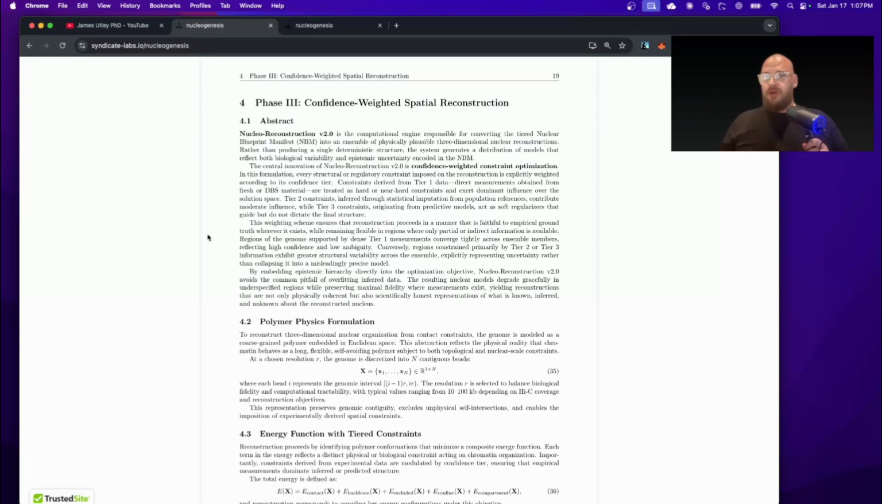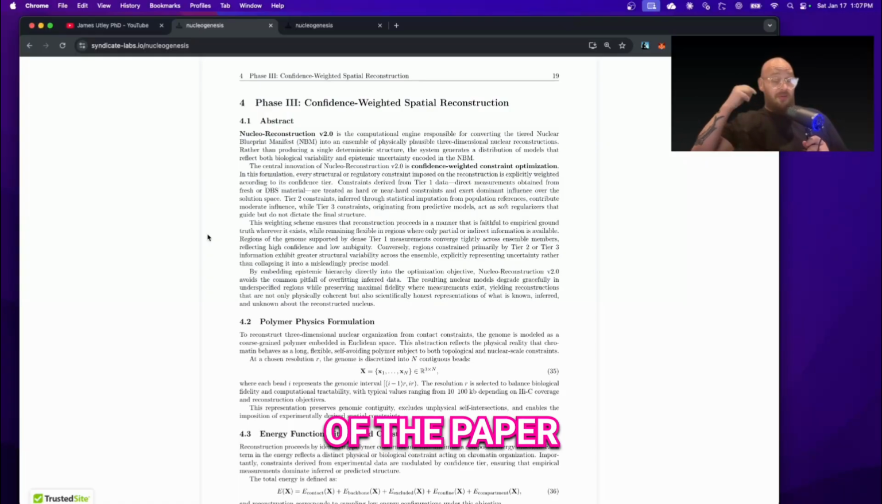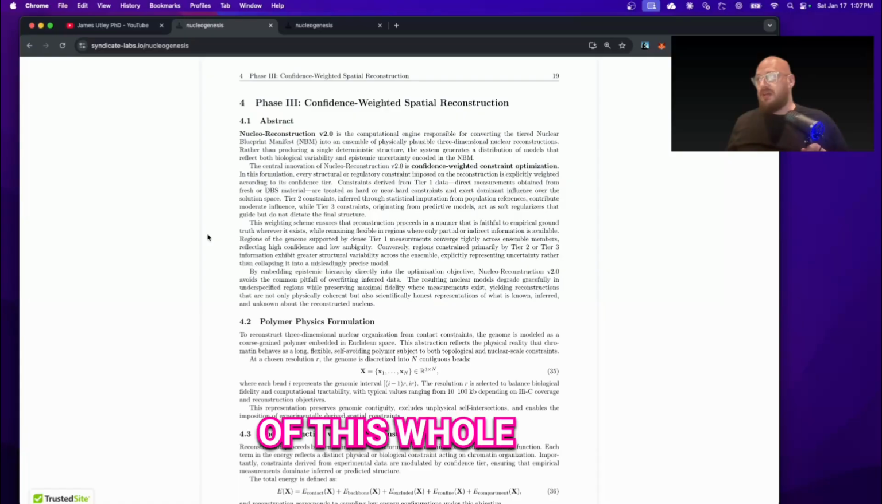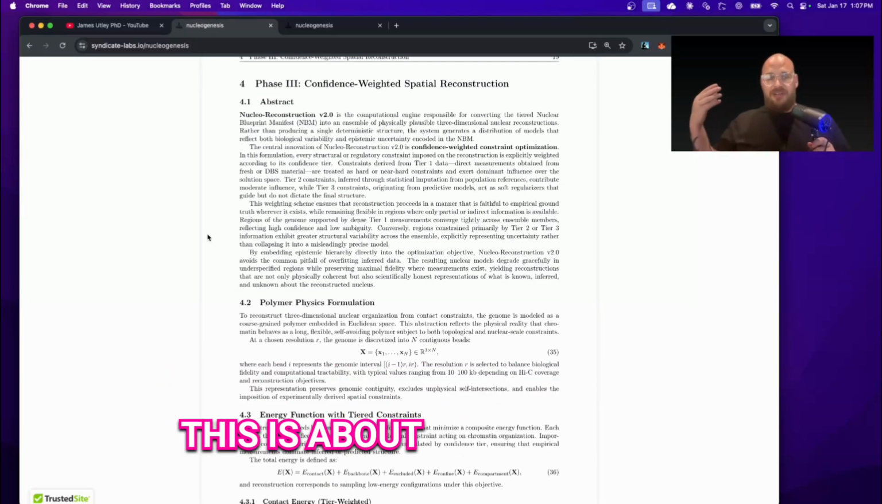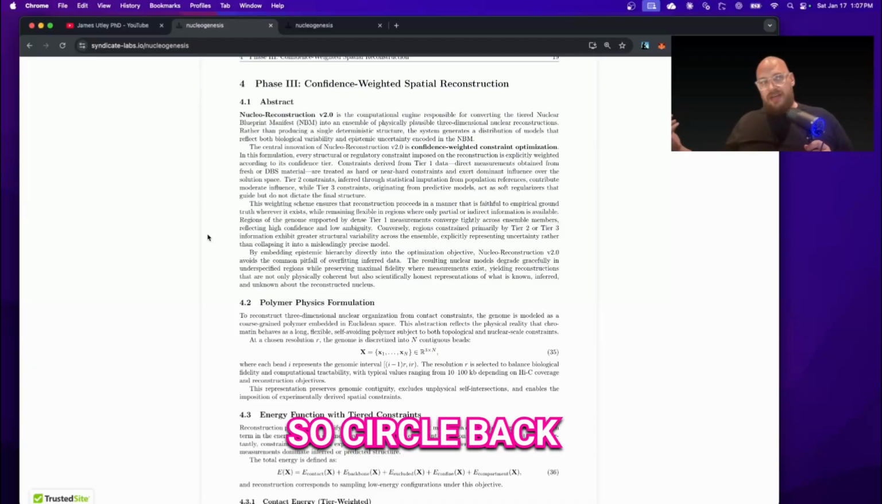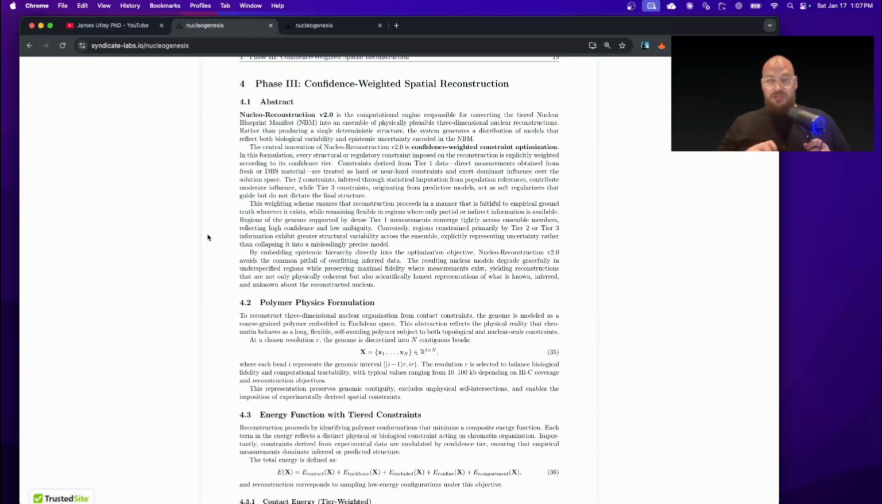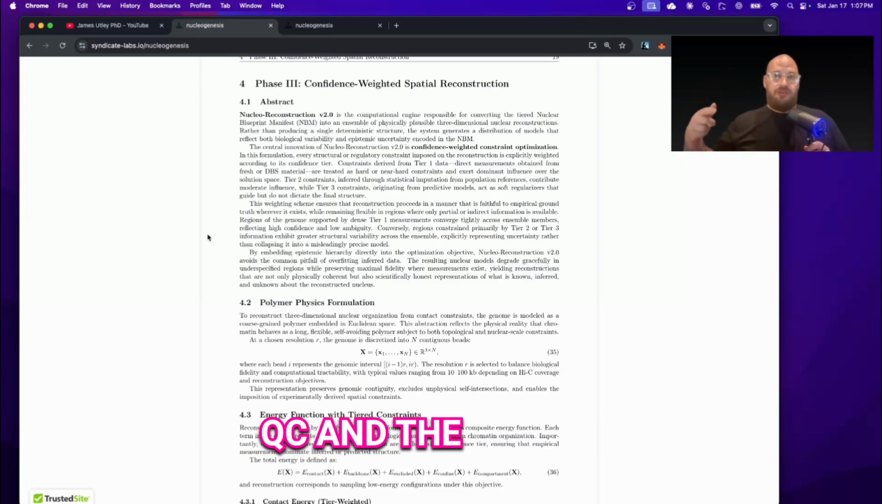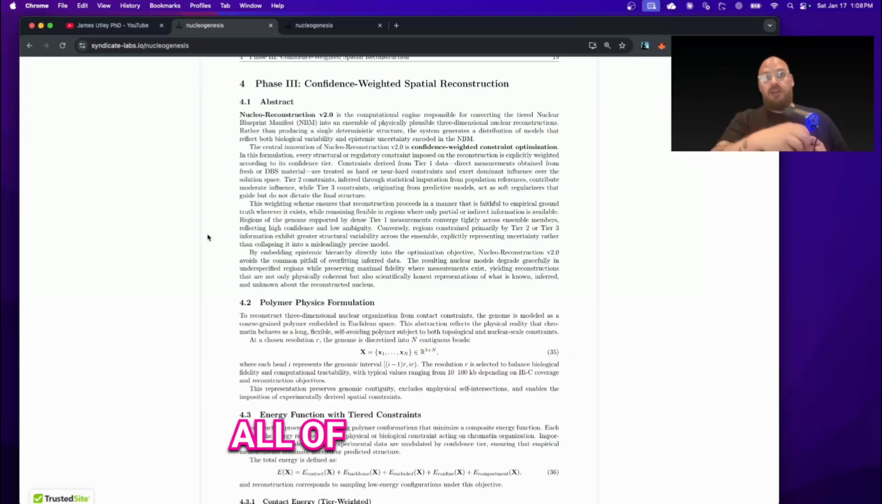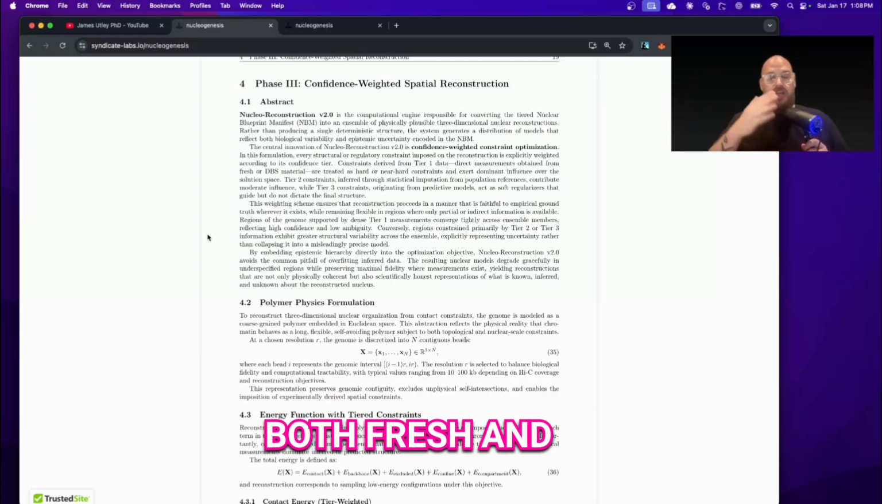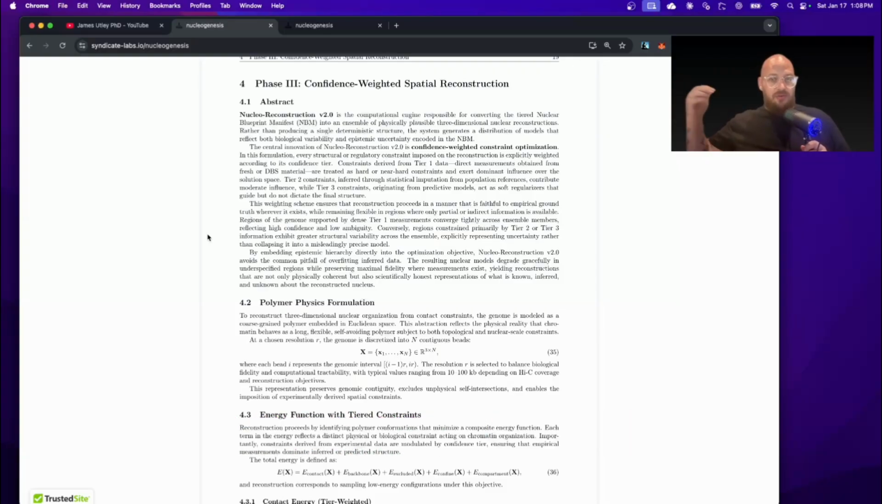Okay, so here we are, phase 3, part 4, and this is of the paper, which is part 10 of this whole thing. All right, so here we are, confidence-weighted spatial reconstruction. So circling back, we have the Nucleo sampler, which is the cryptographic ledger that does the QC and the building to try to build the framework. Then you have the Nucleo builder, which builds the nuclear blueprint manifest with all of the information that you have acquired, both fresh and for long horizon archival, which is the dried blood spot.